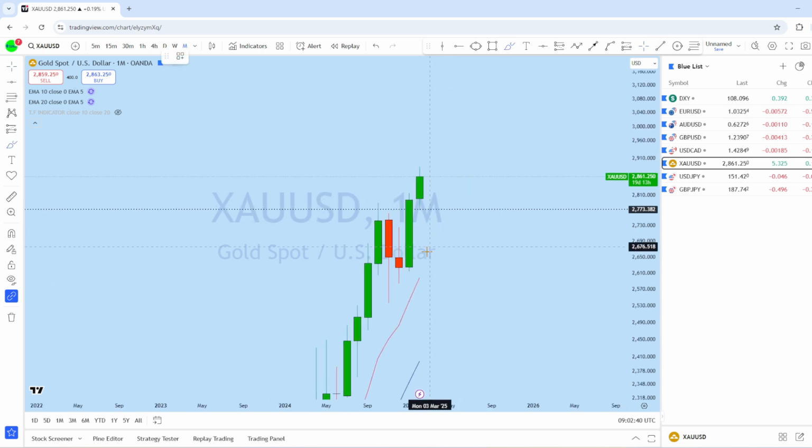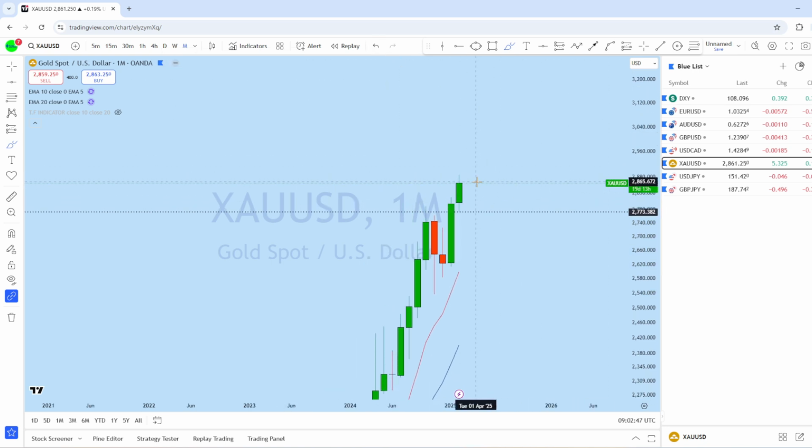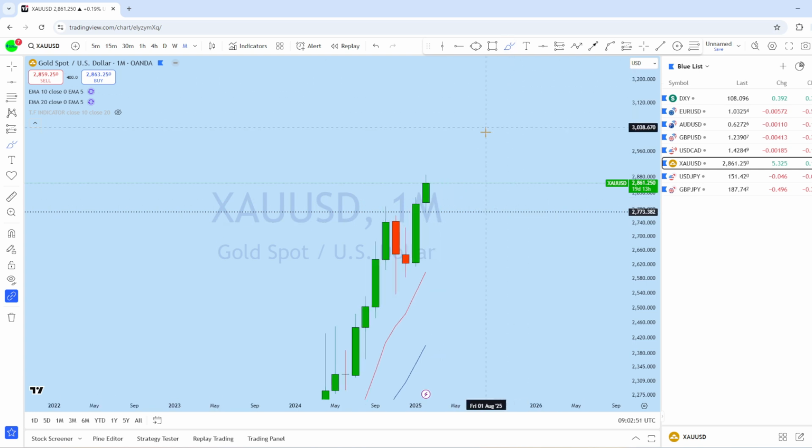Now after this monthly bullish engulfer here on XAUUSD, this month with the NFP we can see there is a monthly candle formation, and expecting XAUUSD after a pullback to bounce back up to create a new higher high.